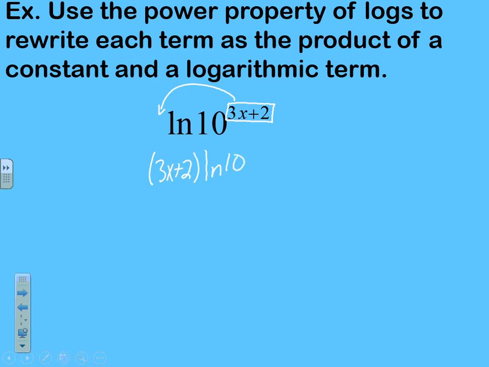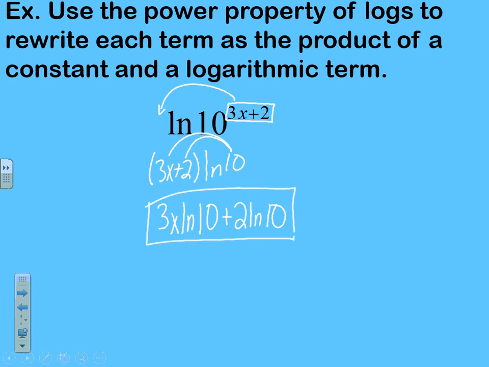Now, this is slightly unique in the fact that the log of 10 is actually being applied to both the 3x and the 2. So we think of this as, let's distribute the log of 10 into the parentheses, and that would give me 3x times the natural log of 10 plus 2 times the natural log of 10. And that would really be what our final expanded form would be in an example such as this.